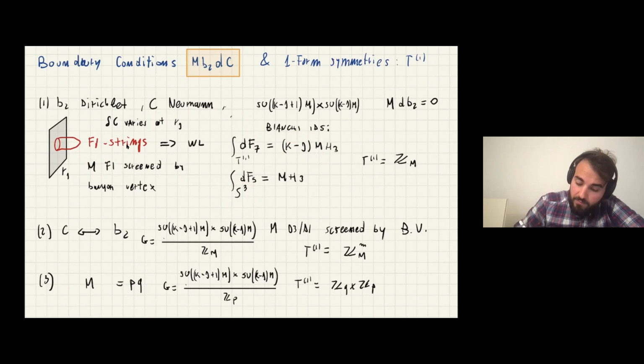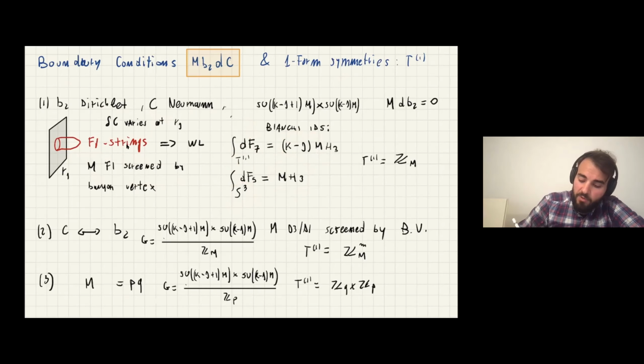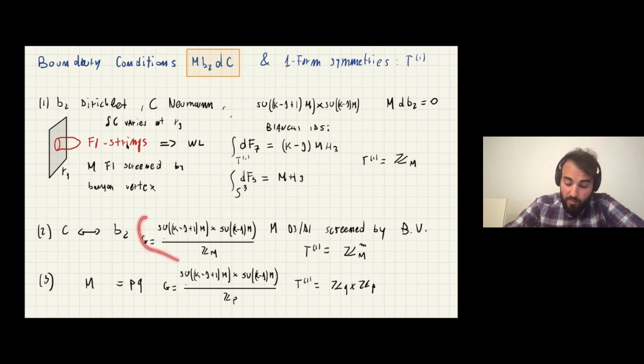And in this case, we will need them. M strings. So the greatest common divisor would be M in this case. So M F1 strings would be screened by this baryon vertex. So the other two boundary conditions: the first one is just given by exchanging C and B2, and is related to this global form of the gauge group.